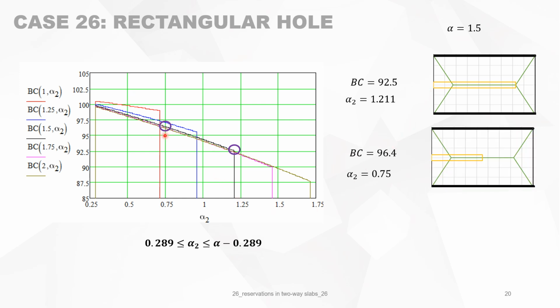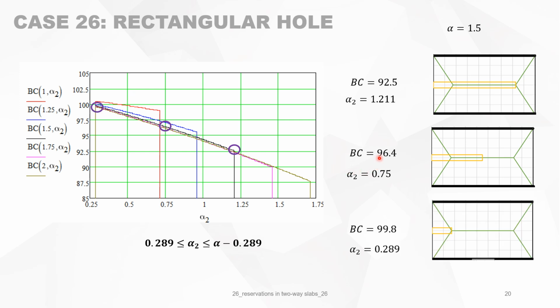For another example, alpha 2 equal to 0.75 gives you this reservation. Then the bearing capacity only loses something like 4%. And then the third point, when you make a reservation like that, there is almost no loss of bearing capacity at all. It's about 100%. So this type of reservation leads to a loss in bearing capacity of a maximum of, we have made all those graphs, let's say, 8%. So that's how you can deal with the formulas to help you choose to make the right reservation.